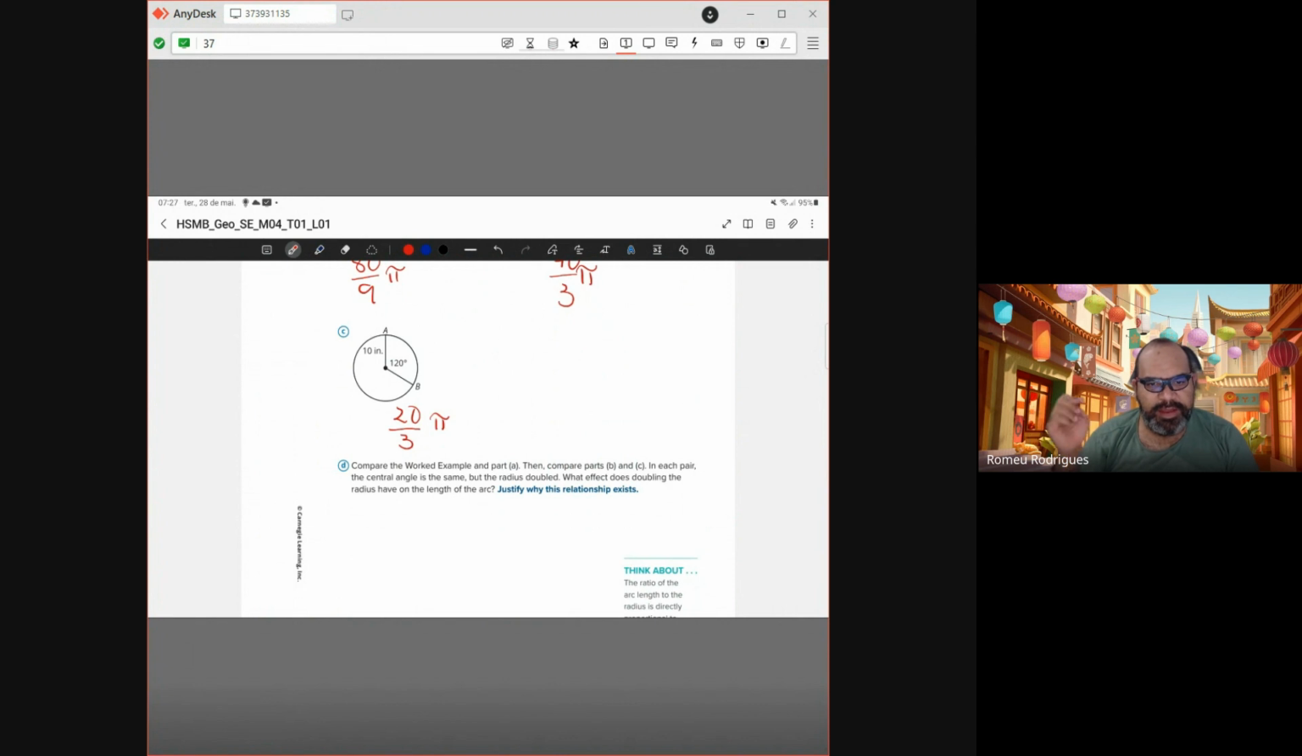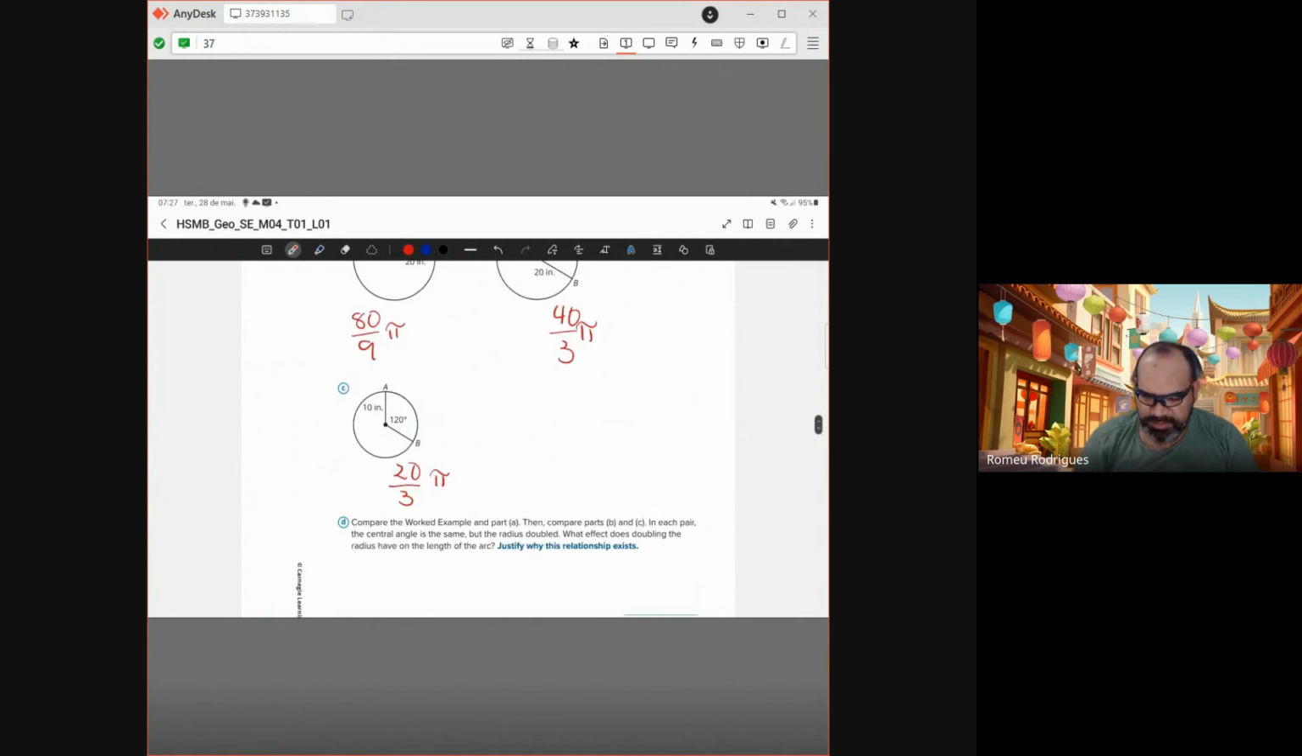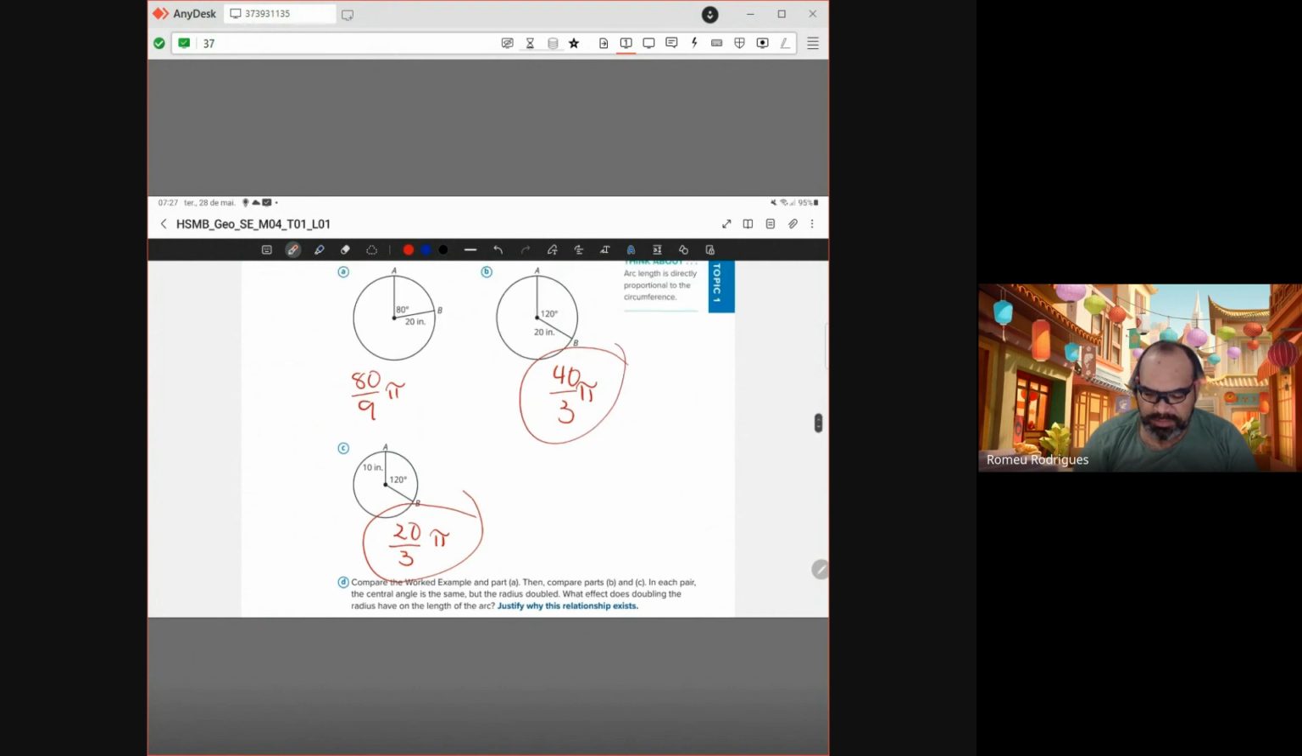Then the length of the arc. Doubling the radius also doubles the circumference. So the corresponding portion of the circle represented by the arc also doubles. If you notice here, 20 because it's 10 inches and 40 because we double 10 inches to 20 inches. Okay? That's why.